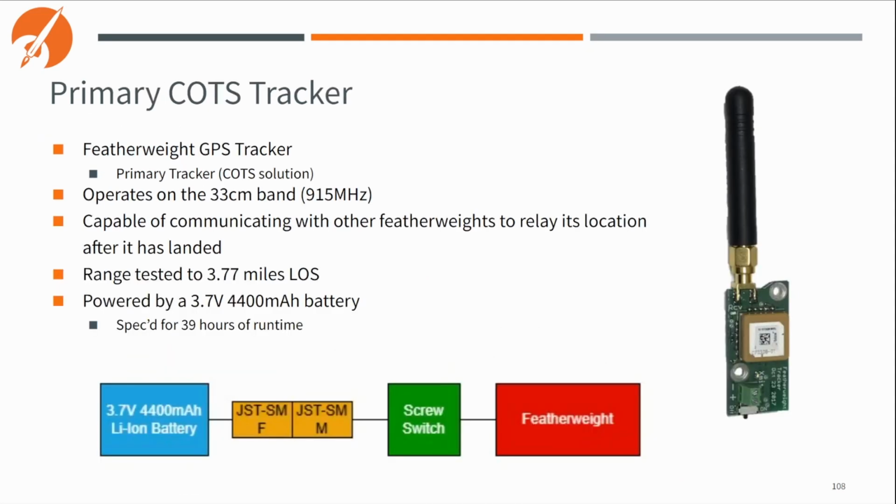For our primary COTS tracker, we're using the Featherweight GPS tracker. The main draw of it this year is, first of all, it's much simpler to set up and use than the Big Red Bees we've used in previous years. In addition to that, it has a feature that allows it to communicate with other Featherweights in a sort of mesh, such that if our rocket has already landed and is on the ground, and another rocket launches that also uses a Featherweight system, it will be able to ping off the Featherweight in the air and still relay its location to our ground station, even though we don't have line of sight with it.